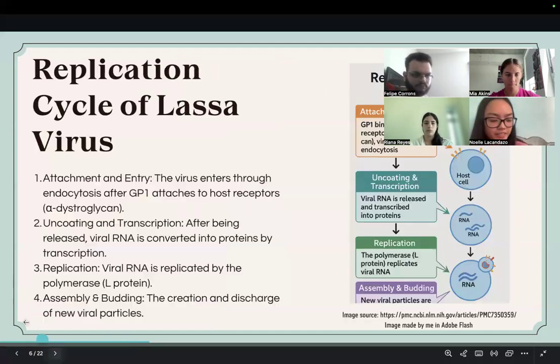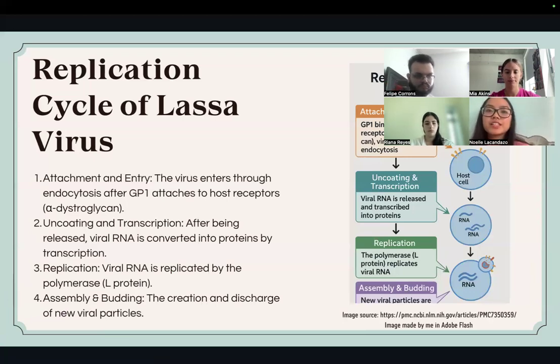In the next slide, we talk about the replication cycle of Lassa virus, which starts with attachment and entry, where the virus enters through endocytosis after GP1 attaches to host receptors. You can see that also in the image. In the orange box, it points to the GP1 binding to the host receptors, which is the orange things binding to the blue host cells.